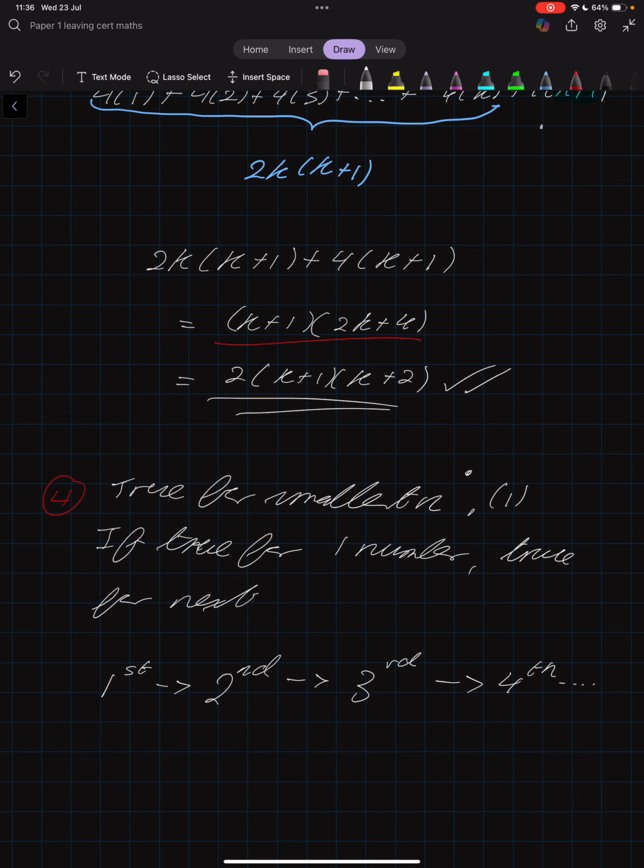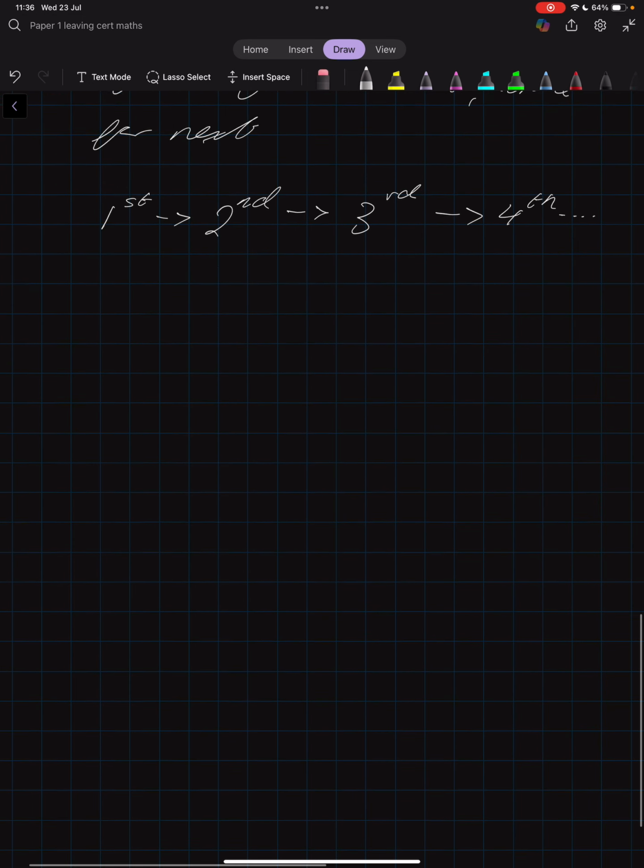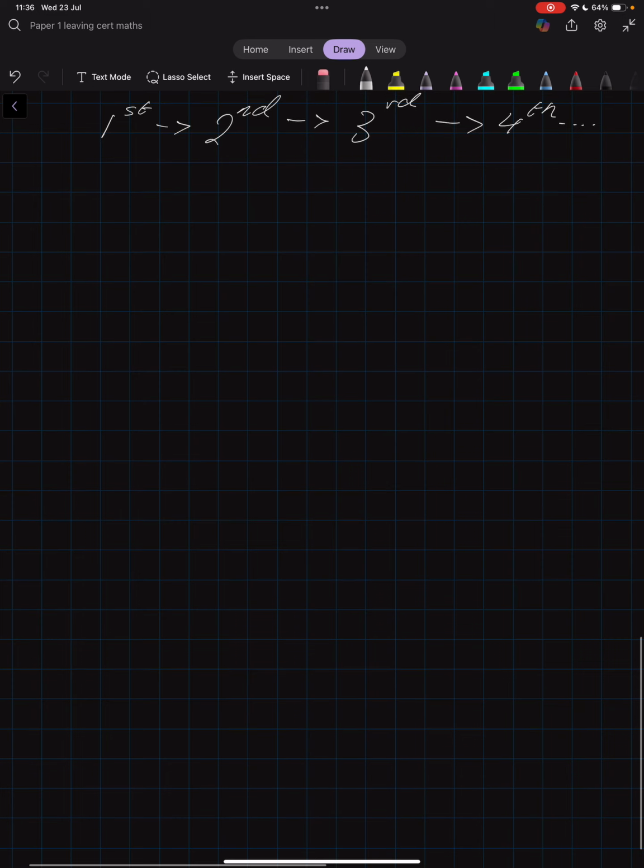Alright, so another one that I would like to do is this. It's a kind of division one that I'm going to do next. So it says prove that 10 to the power of n minus 7 to the power of n is divisible by 3.